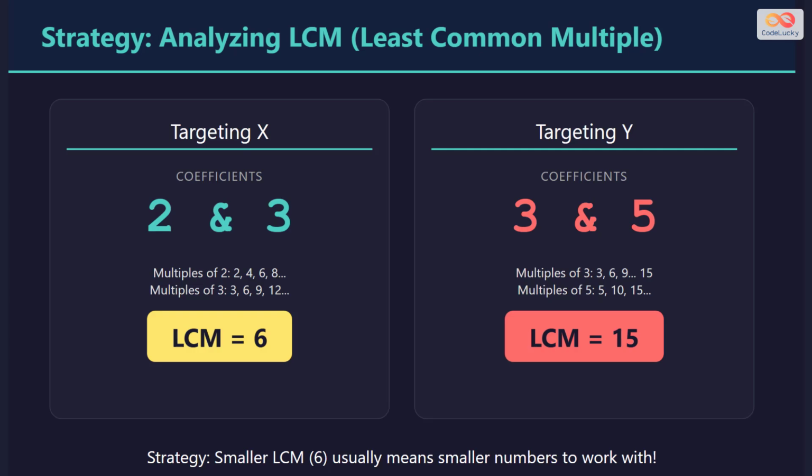To make our decision, we compare the least common multiples. For x, the coefficients are 2 and 3. Their LCM is 6. For y, the coefficients are 3 and 5. Their LCM is 15. Usually, we prefer the smaller number, so targeting x is the strategic play here. 6 is easier to work with than 15.